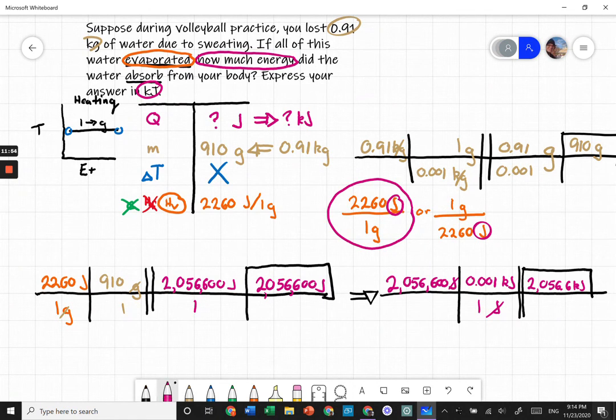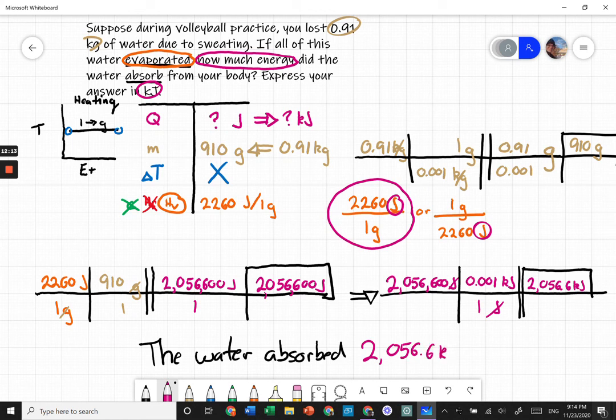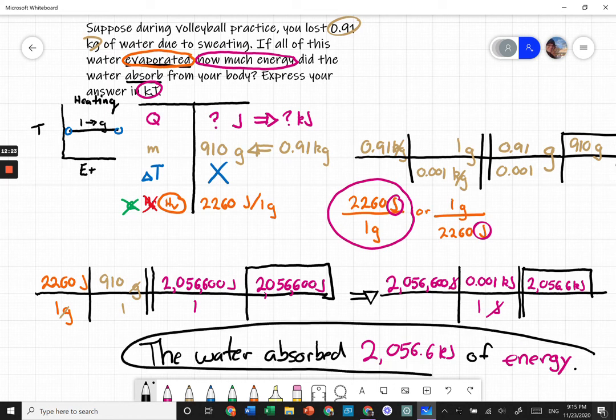So for this problem, how much energy did the water absorb from your body? The water absorbed 2,056.6 kilojoules of energy. And this is going to be our answer for Unit 3, Worksheet 3, question number 2.